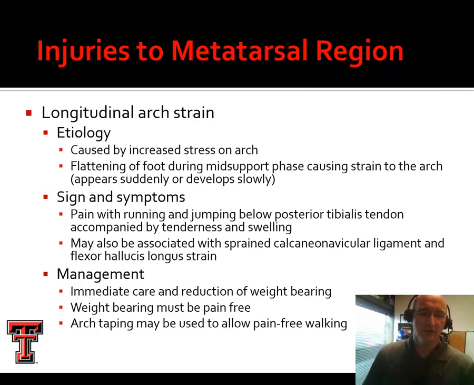Now, with a longitudinal arch strain, this isn't necessarily tied to either a planus or a cavus foot. This can happen to any patient regardless of what is normal for them. They'll oftentimes have pain with running and jumping below the posterior tib tendon. They may also have some other soft tissue injury associated with this. Arch taping can be helpful for this. Usually we're going to have them in at least partial weight bearing or non-weight bearing for a time to allow this to recover, but these will usually resolve on their own pretty easily.